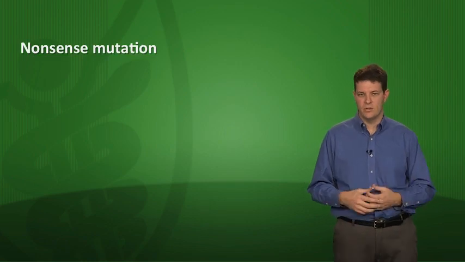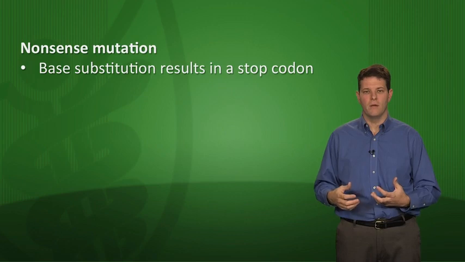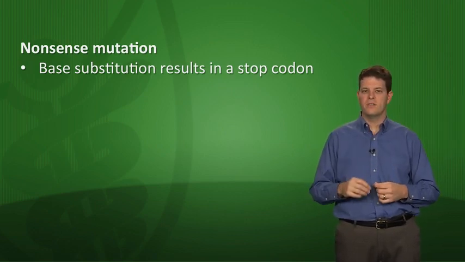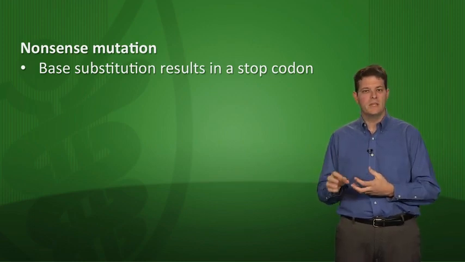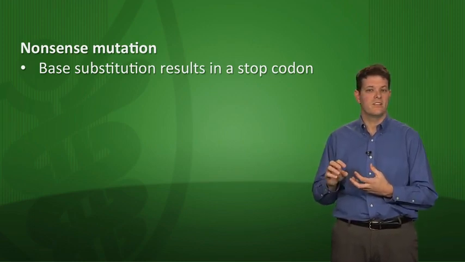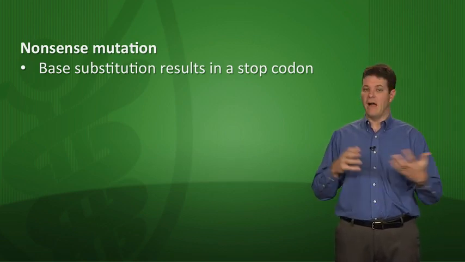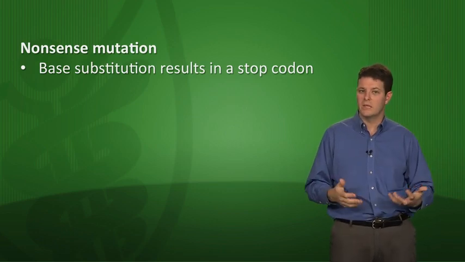And a third type of mutation is the nonsense mutation. Now this is where the base substitution results in a stop codon. We're going to talk about start and stop codons again in the next video, but there are three very specific codons that signal the end of the amino acid chain. And if you mutate the DNA sequence so that the protein translation stops early, you might wind up with a polypeptide that was supposed to be 500 amino acids long, but it's only 100 amino acids long, so that's unlikely to be a functional protein.